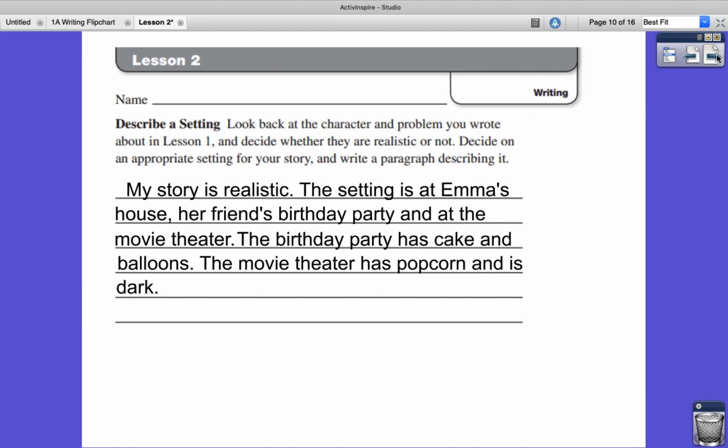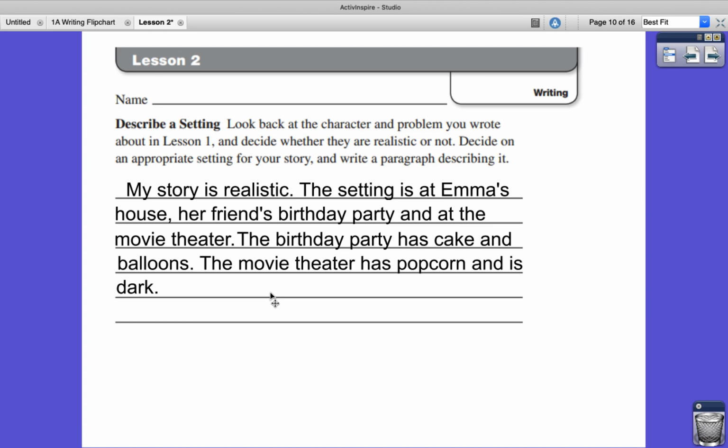So under Lesson 2 in your Google Doc writing journal, you're going to write a paragraph and follow these directions. You have to describe a setting. Look back at the character and problem you wrote about in Lesson 1 and decide whether they are realistic or not. Decide on an appropriate setting for your story and write a paragraph describing it. So here's an example. My story is realistic. The setting is at Emma's house, her friend's birthday party, and at the movie theater. The birthday party has cake and balloons. The movie theater has popcorn and is dark.